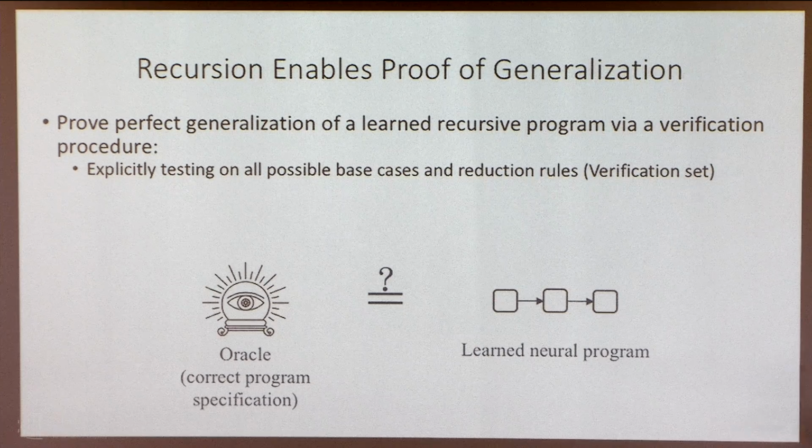And in fact, we actually propose a verification procedure. One way to think about this is that we have a notion of a verification set. It's a set of inputs that can cover all the base cases and reduction rules. By explicitly testing the learned neural program over this verification set, if the learned neural program passes the verification set, then by this recursion, we can provide a proof of perfect generalization.